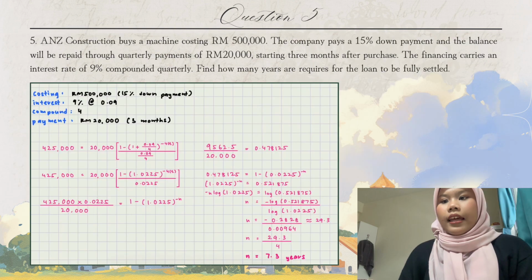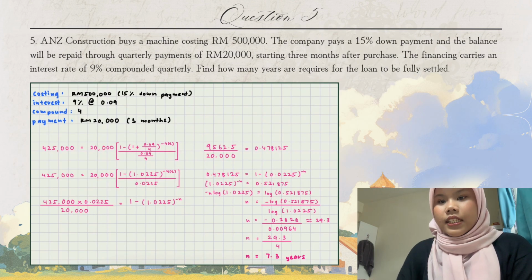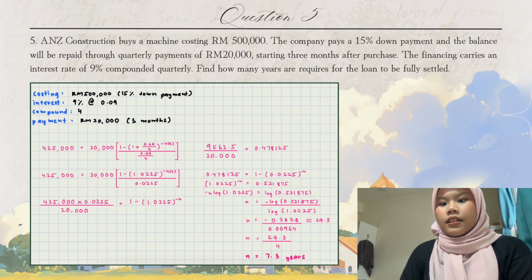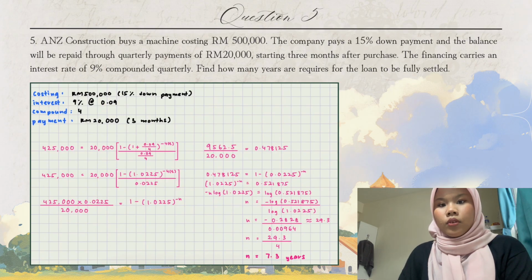ANZ Construction purchases a machine that costs 500,000 ringgit. The company pays a 15% down payment, which amounts to 75,000 ringgit. So, the remaining balance to be financed is 425,000 ringgit. The loan carries an interest rate of 9% per year, compounded quarterly, which means the interest per quarter is 0.0225. The company will repay the balance through quarterly payments of 20,000 ringgit, with the first payment starting 3 months after the purchase.